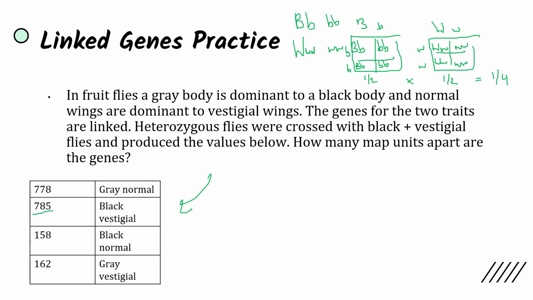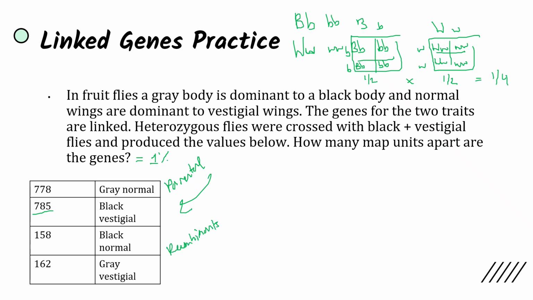And if we want to find how many map units apart the genes are, then we need to find our recombination frequency. A 1% recombination frequency, which is the chance that a recombinant will be produced, meaning a chance of crossing over, is going to equal 1 map unit, so how far apart the genes are on the chromosome. And we know because these genes are linked, the majority of the offspring are going to resemble one of the parents. They're either going to resemble the gray normal parent or the black vestigial parent, and these are going to be our parental types, while the offspring that don't are going to be our recombinants.